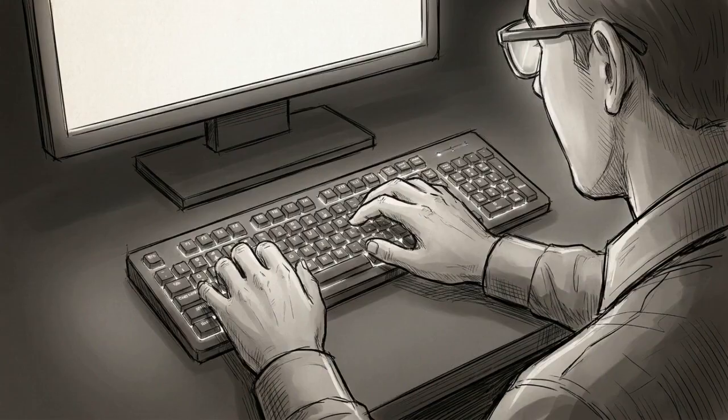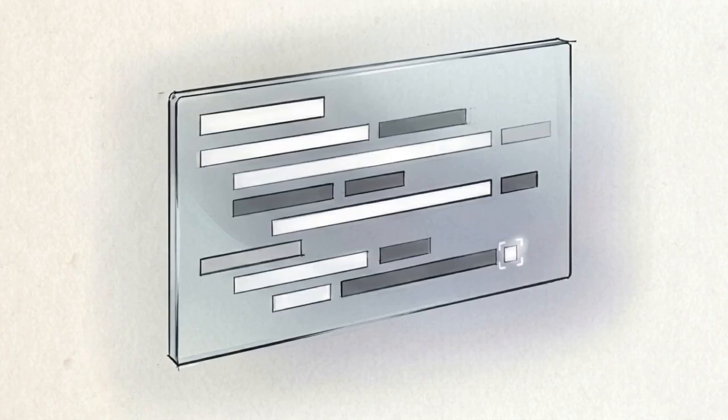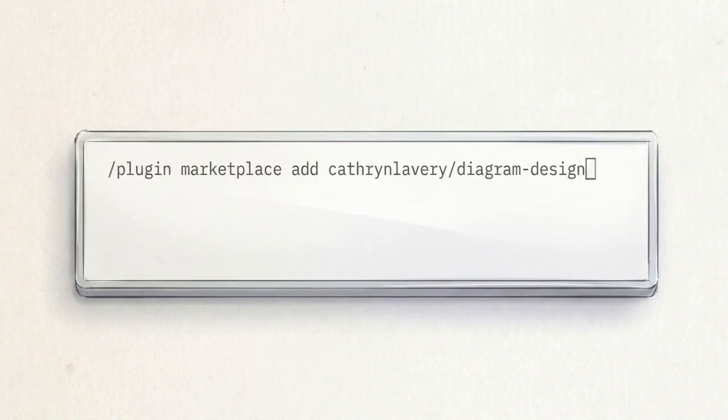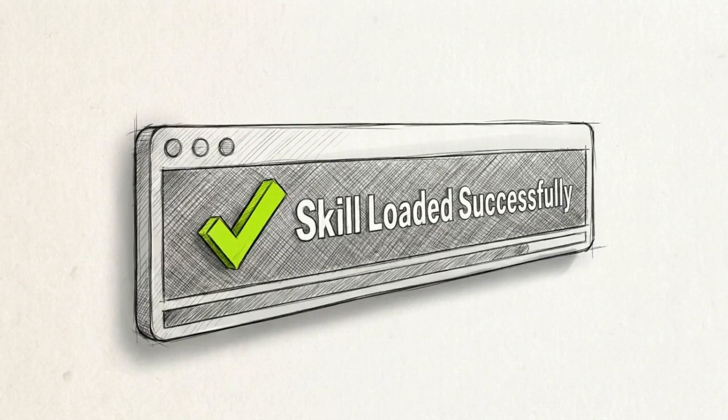Step 1 is getting the tool running. To start, you need a terminal window open with your local AI coding assistant active. You simply type /plugin marketplace add, followed by the repository name, Catherine Lavery /diagram design. Then execute /plugin install to load the skill directly into your local agent's directory.